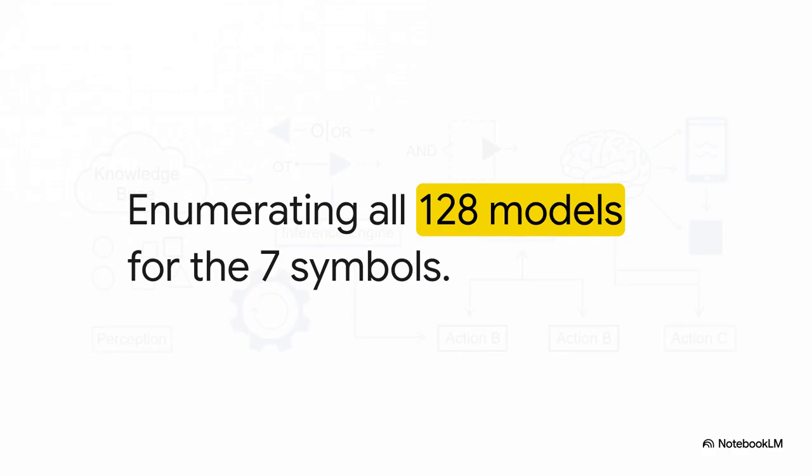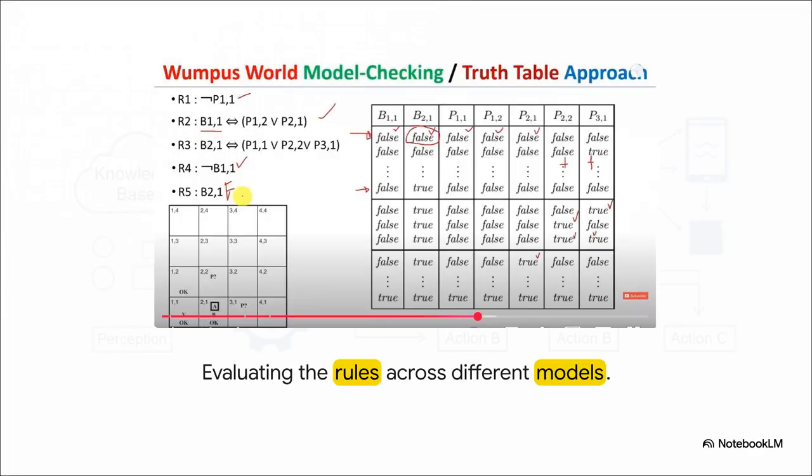The agent literally has to evaluate all 128 possible versions of the universe to figure out which one it's actually standing in. Here's a snapshot of what that truth table looks like. The agent methodically lists out rows representing every single combination of true and false for those 7 variables. Now, obviously, most of these models describe realities that totally contradict the agent's known facts. For example, any row where B11 is listed as true is immediately thrown out as a false model because the agent already perceived with its own sensors that there is no breeze in square 1-1.